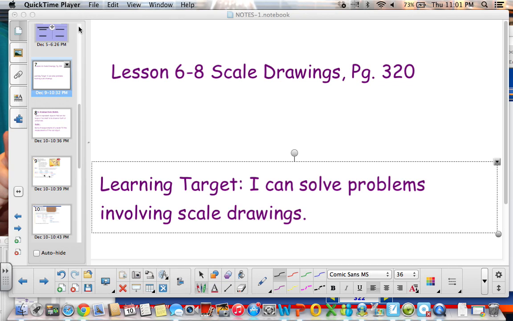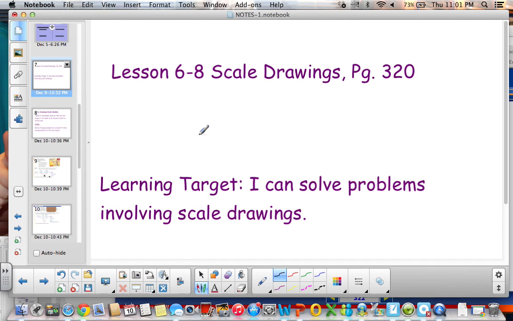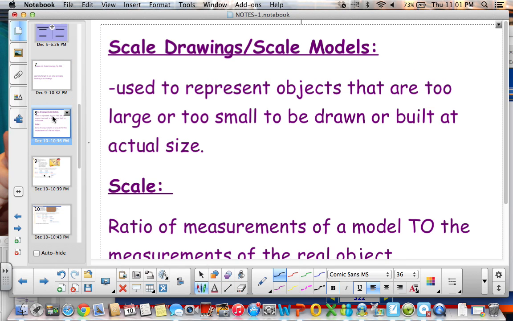Hi, sixth graders. We're on lesson 6-8, which is scale drawings, and it starts on page 320 in your textbook. The learning target is being able to solve problems involving scale drawings. So set your notebook up the correct way, and then I want you to write down a couple vocab terms.